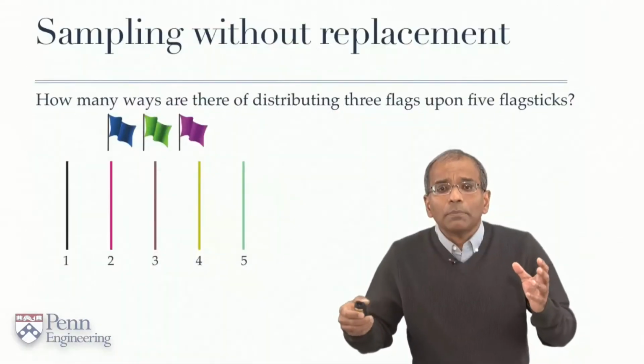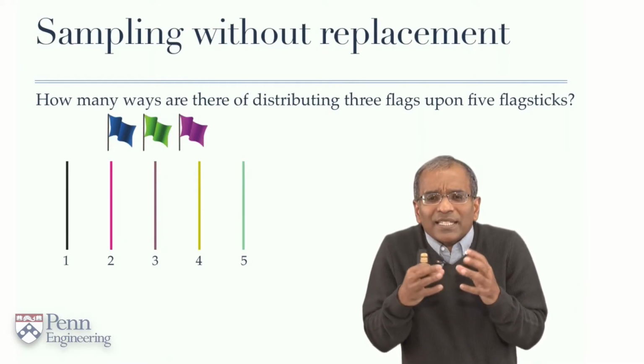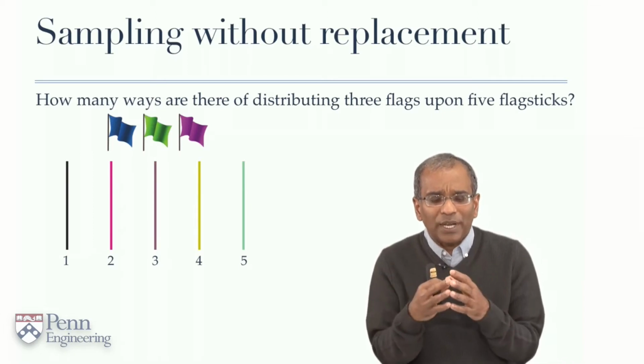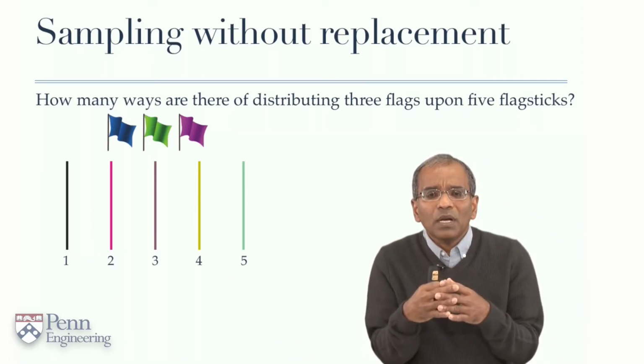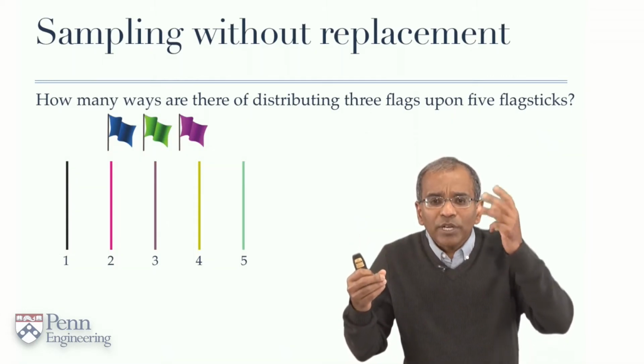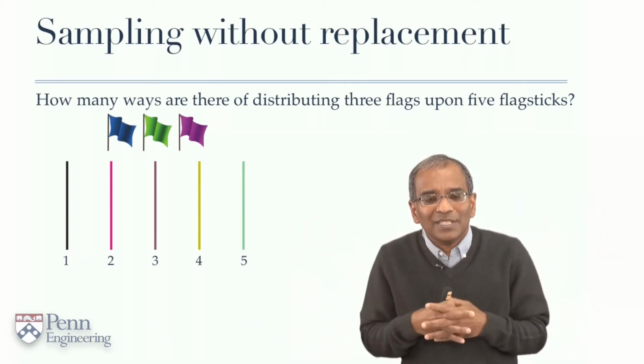Okay, now that we've understood how to count in situations when sampling is with replacement, let's move on to a setting where sampling is without replacement. So, let's change the problem a little bit. Right, balls and urns are getting a little old. Let's try this one. Again, the problem is quite elementary, right? But here's a metaphor. How many different ways are there of distributing 3 flags onto, say, 5 flagpoles?